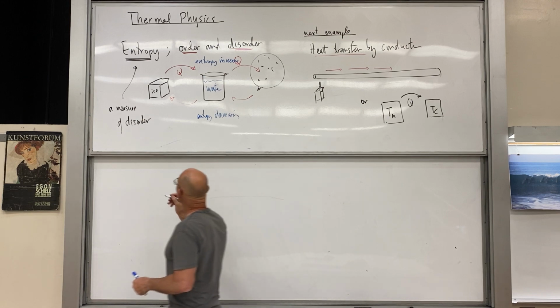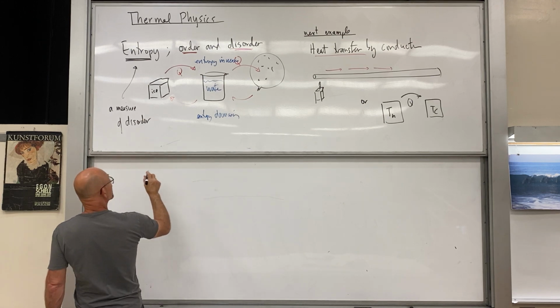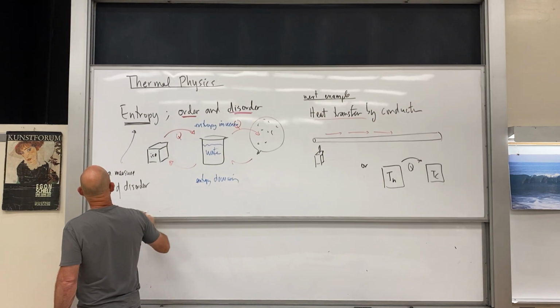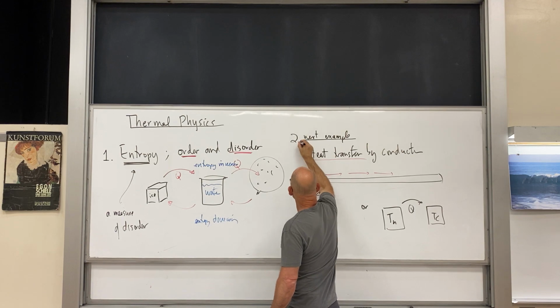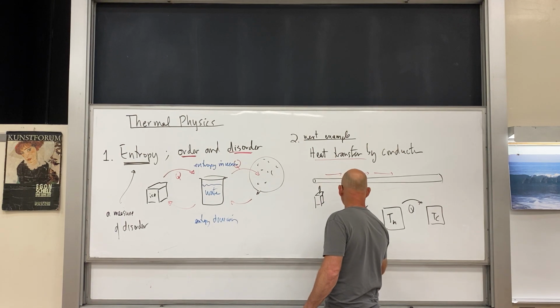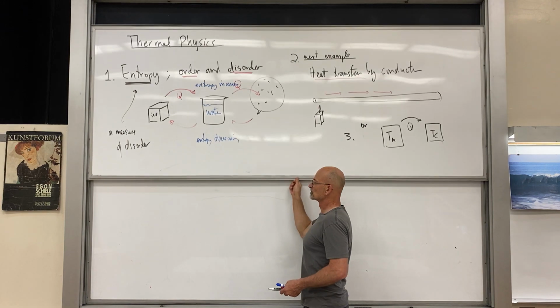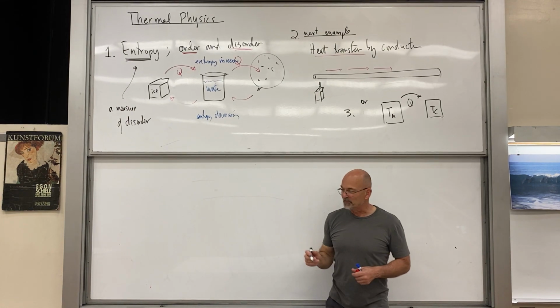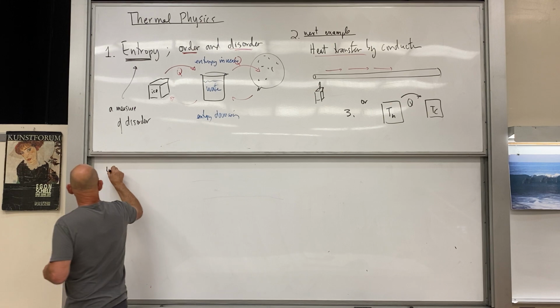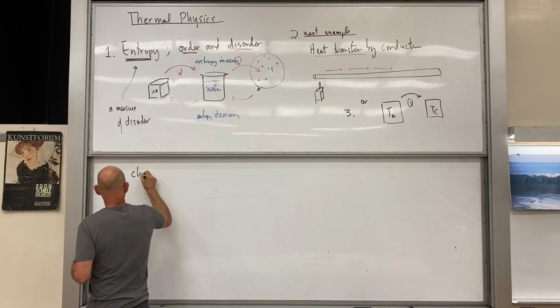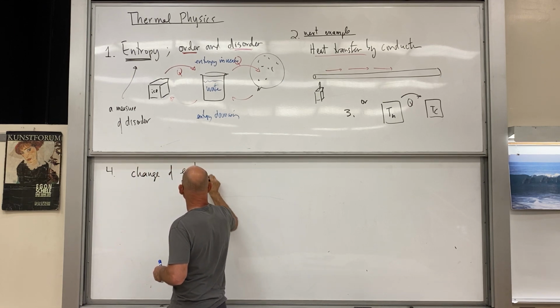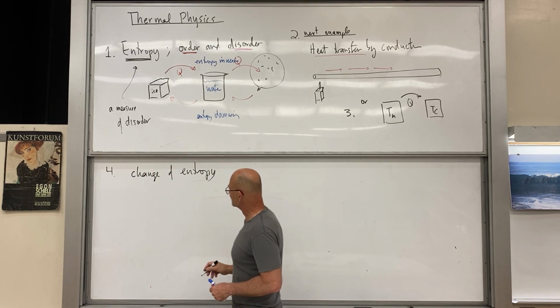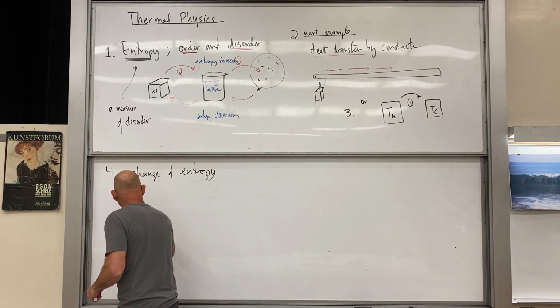So, change of entropy. I should be numbering these things, right? That was 1. This was 2. This was 3. Okay, so change of entropy. We have the examples up above. The formula is this, and I'll get the formula and the rules for it.